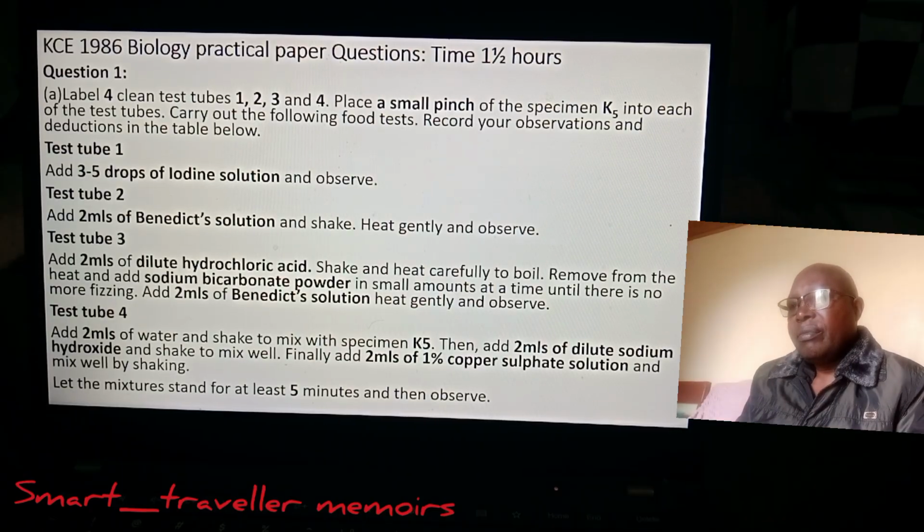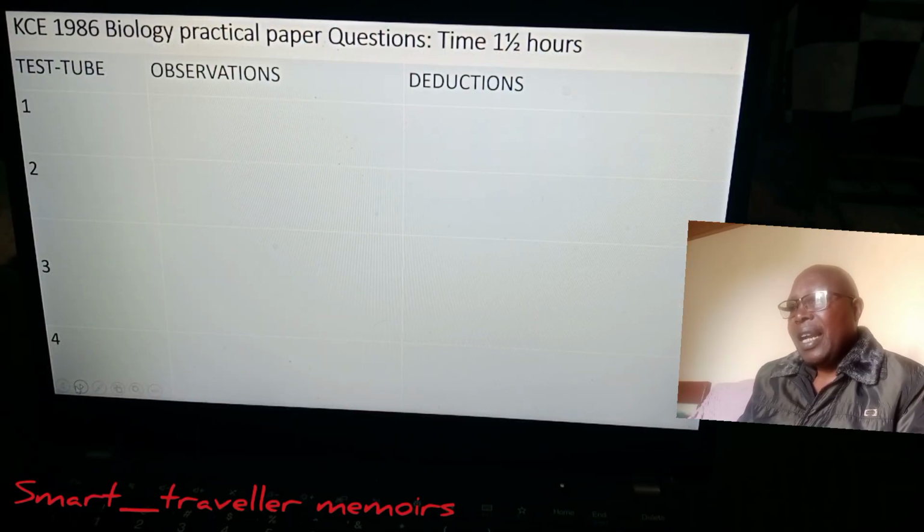Test tube 4, add 2 mL of water and shake to mix with specimen K5. Then add 2 mL of dilute sodium hydroxide and shake to mix well. Finally, add 2 mL of 1% copper sulfate and mix well by shaking. Let the mixture stand for at least 5 minutes and then observe. So we have our table here, where you have the test tube number, the observation, and the deductions.